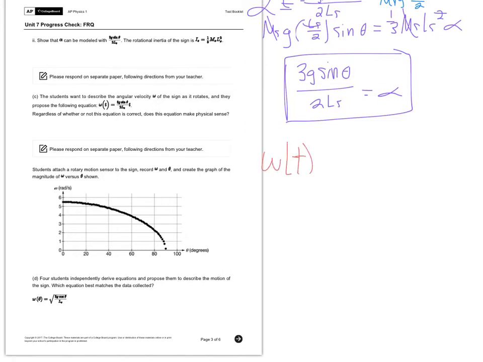Omega t equals 3g sine theta over 2ls t. This equation shows a direct relationship between omega and time. In other words, as time goes on, omega will continue to increase. And that's not the case.